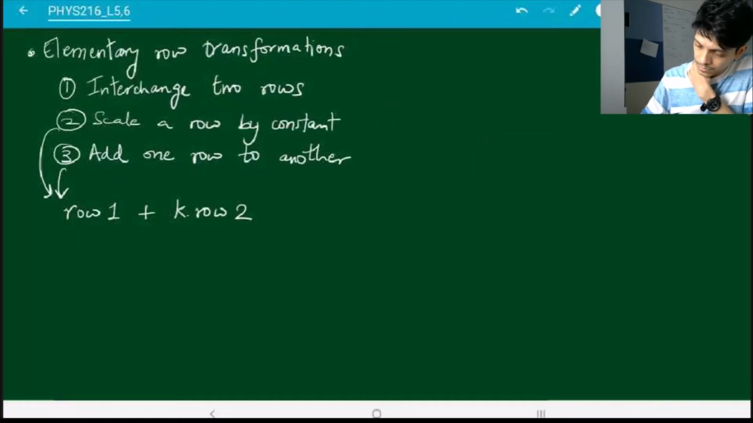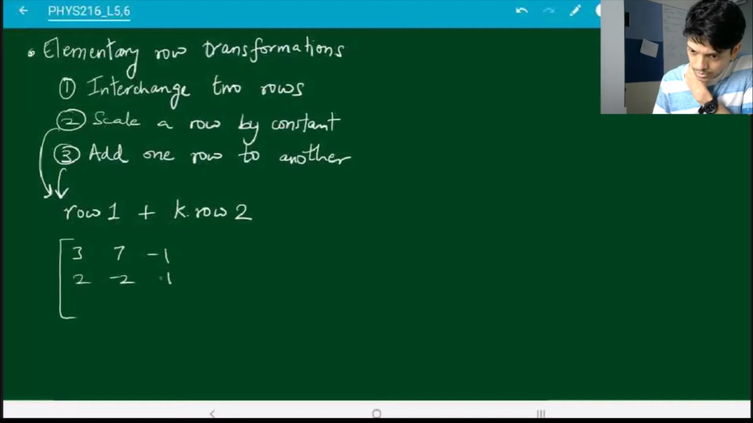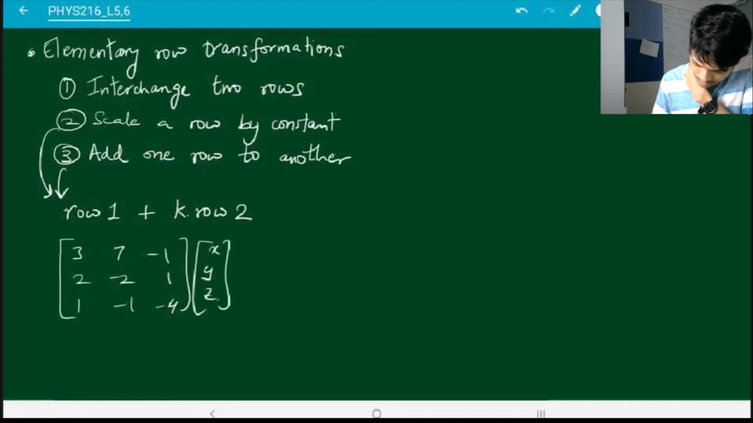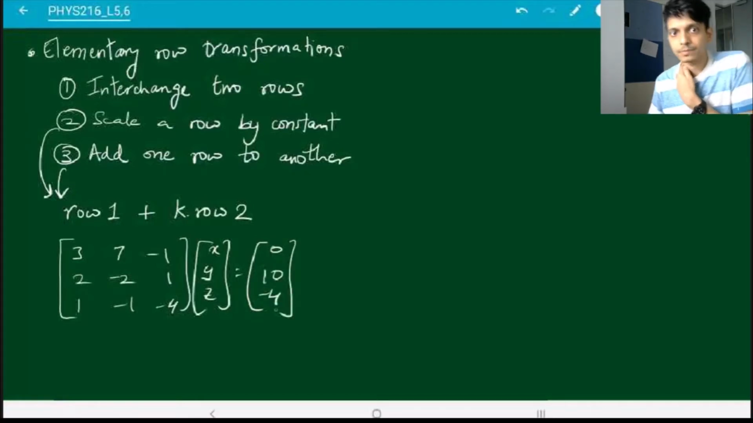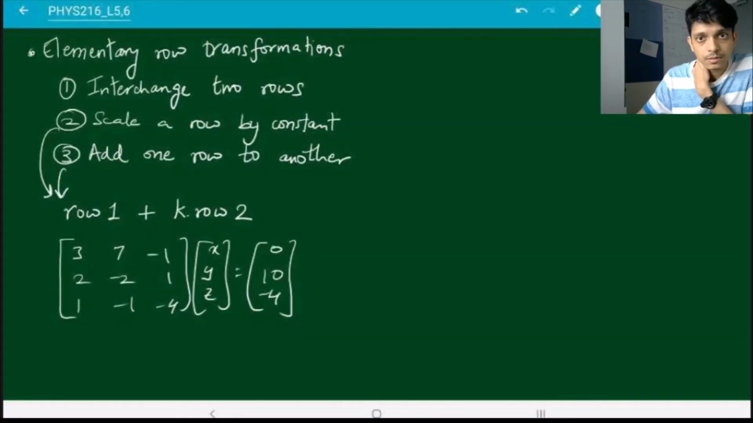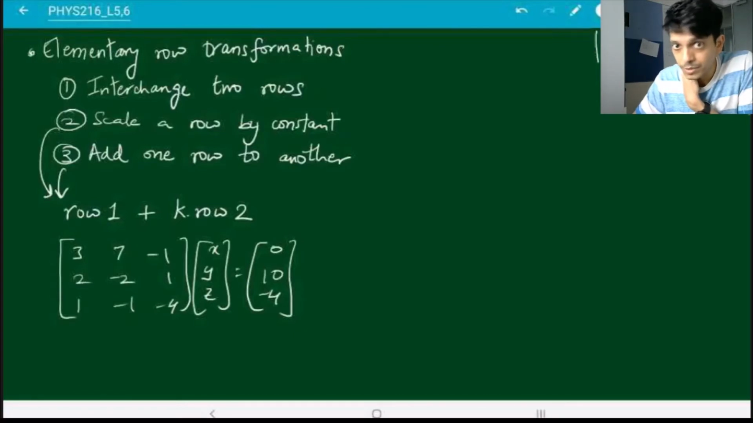So let's write down this equation again that I had. 3, 7, minus 1, 2, minus 2, 1, 1, minus 1, minus 4, times x, y, z, equals 0, 10, minus 4. Okay, so I'm going to now try and solve these equations using these elementary row transformations that we've written down.